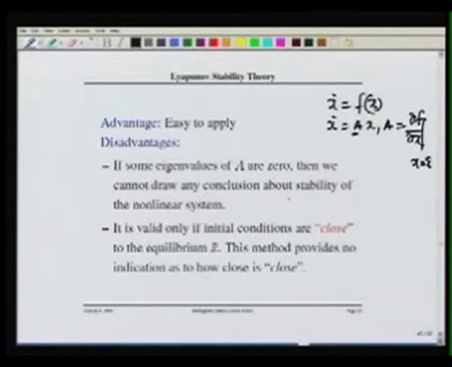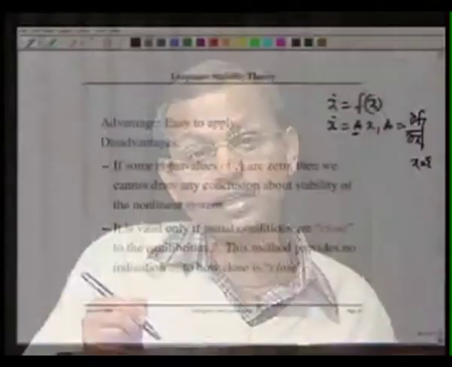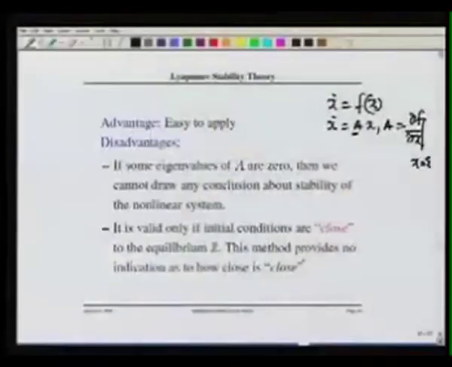Also, if the eigenvalues are simply pure imaginary quantities, with 0 real part. It is valid only if initial conditions are close to the equilibrium point x bar, because of the condition that the higher order term g x upon x, as x tends to 0, should be 0. So, this is the drawback.